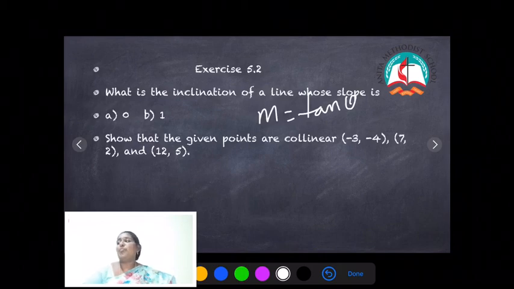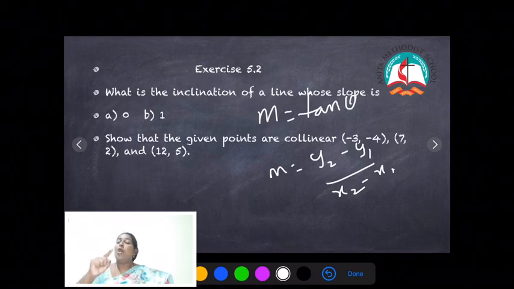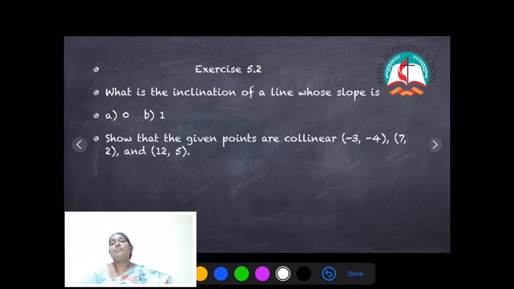Now, when two points are given, and they are also collinear, what formula will you use? M is equal to (y2 minus y1) by (x2 minus x1). By using this formula, you have to find out the value. Okay, children? Hope you all have understood. Now I am just revising.